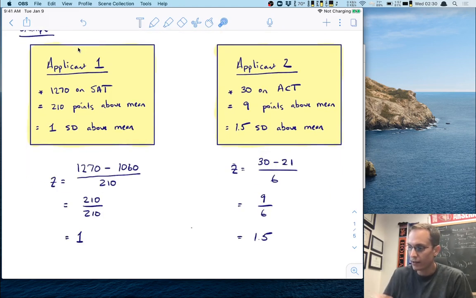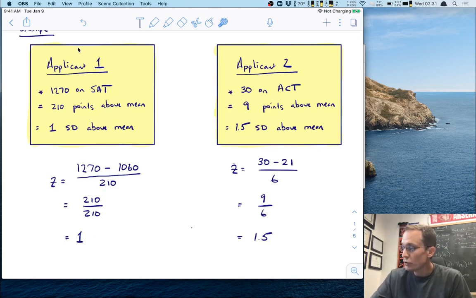And we can see these calculations here in terms of Z-scores. For applicant 1, the Z-score would be found by taking their raw score minus the mean of the SAT, which was 1060, and then dividing that difference by the standard deviation, 220. And since the difference and the standard deviation are equal in this case, that gives us a Z-score of exactly 1. This means that applicant 1 scored 1 standard deviation above the mean.